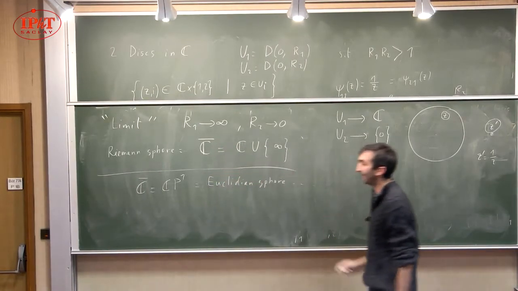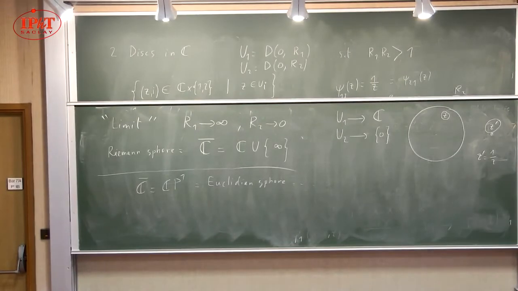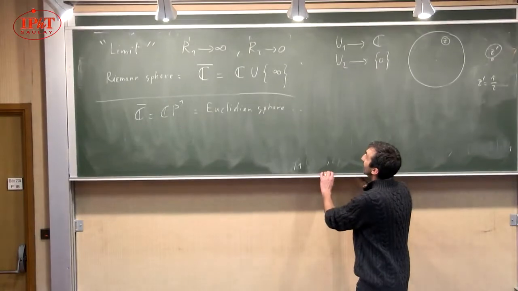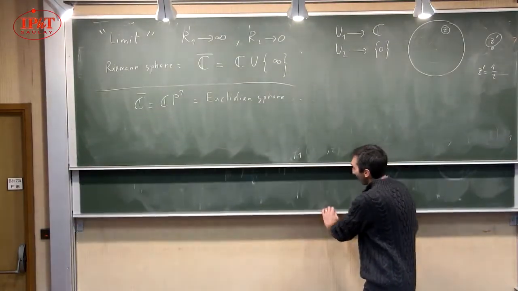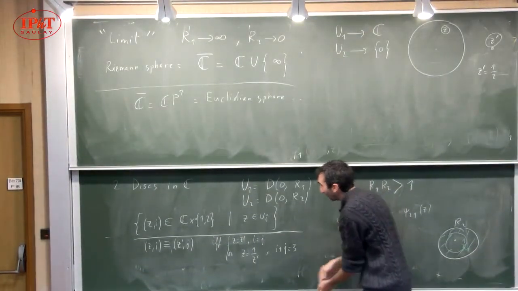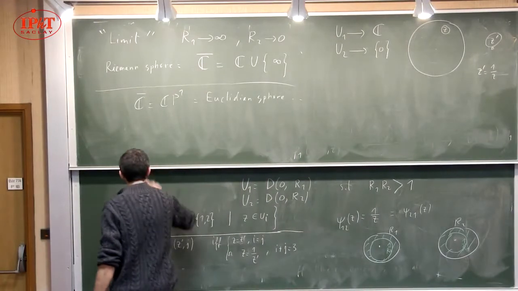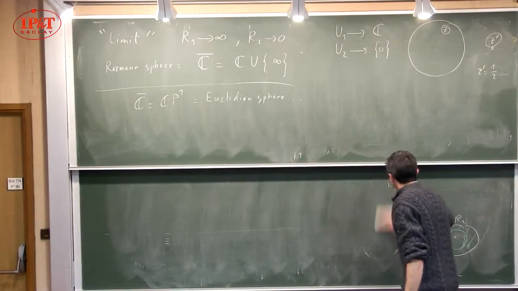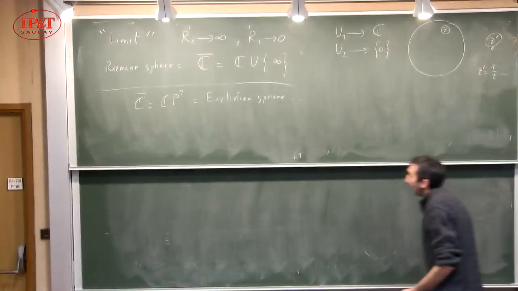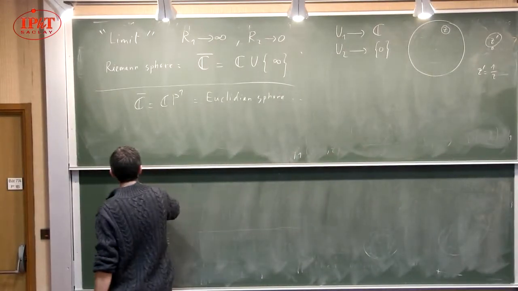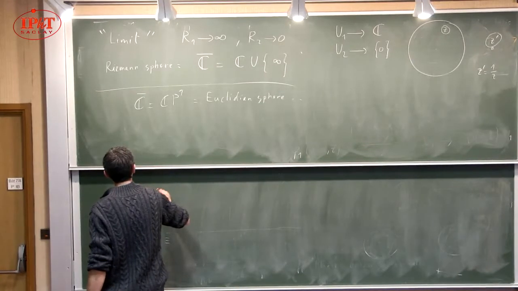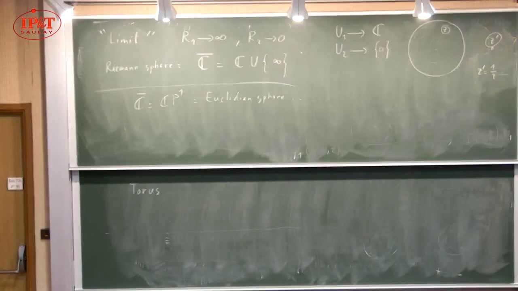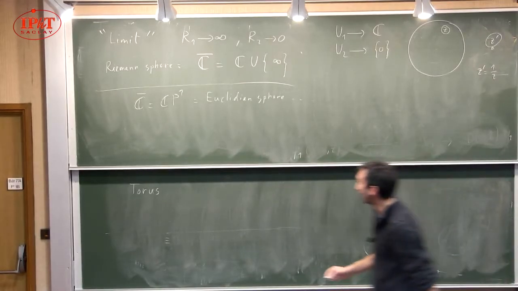And so on. Okay. So those were just some definitions. Now let me give you another example of a Riemann surface, which is the torus. So I think this is section 2.